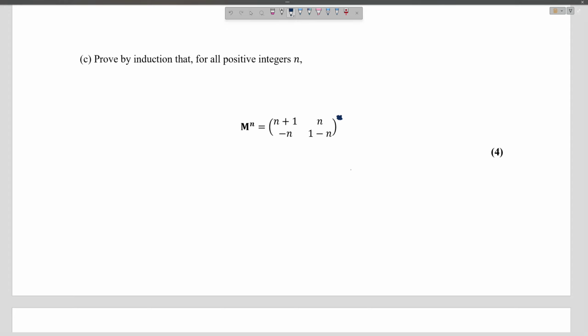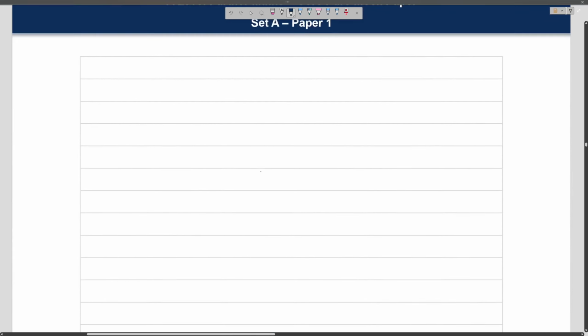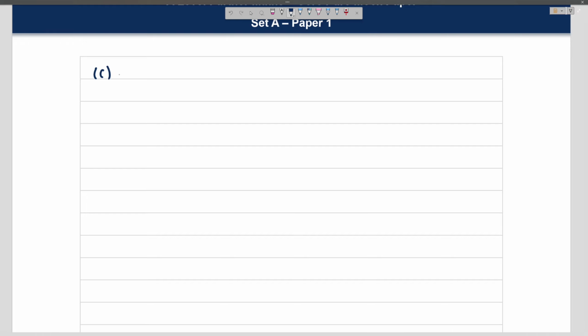And as we can see, 4 marks for this. It's pretty standard stuff, right? Just a basic proof by induction. More than anything, again, it's just a bit of a tedious process for proof by induction, but nothing too challenging, right? So for part C then, we just start here with the base case.